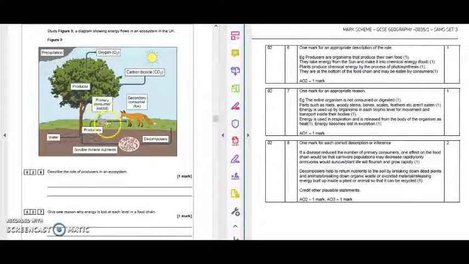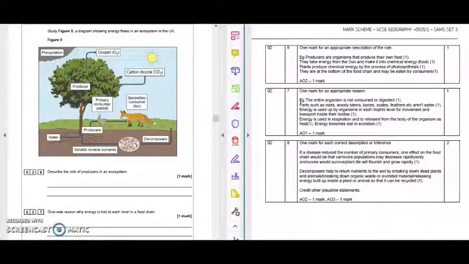case the rabbit. Question 2.7, give one reason why energy is lost at each level in a food chain. So why is it that a fox has to eat a lot of rabbits to sustain itself, and why rabbits have to eat a lot of grass? So why is there less and less energy the further up you go?